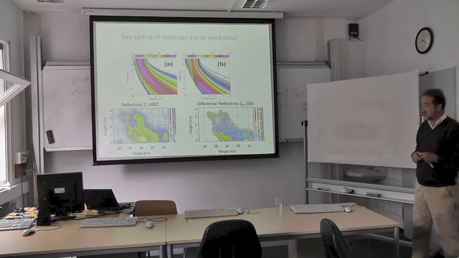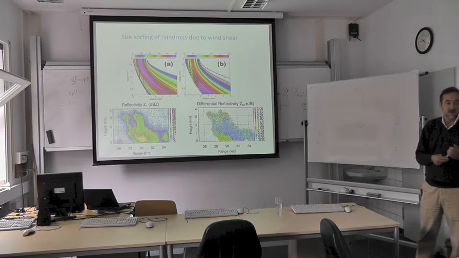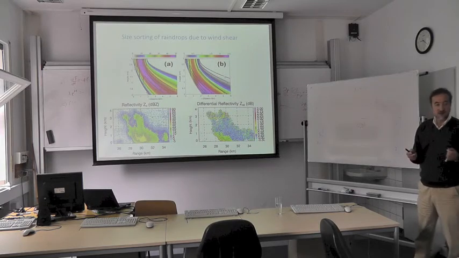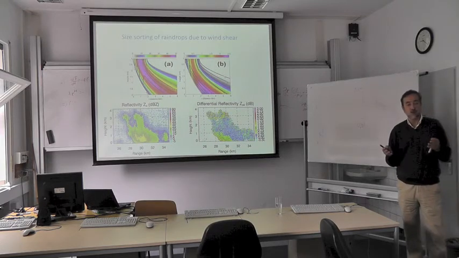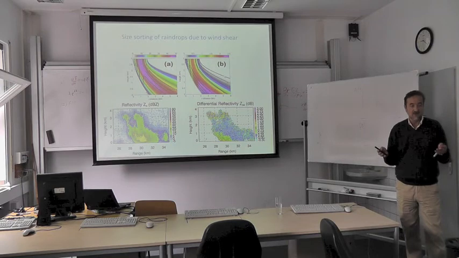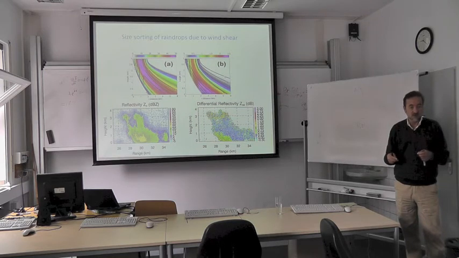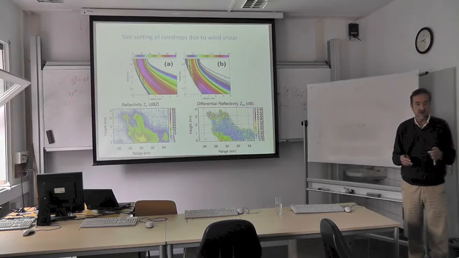Okay, and all this, in other words, is good evidence and manifestation of size sorting. Here in this particular situation, size sorting is caused by all three factors. First of all, it is differential sedimentation. Because first of all, it's updraft, the convective updraft. So the size sorting due to updrafts.